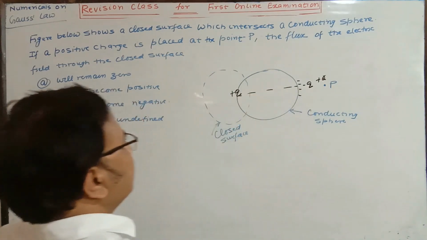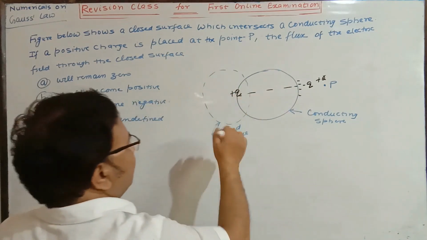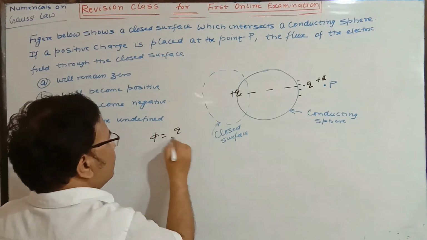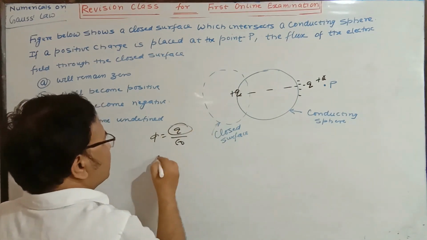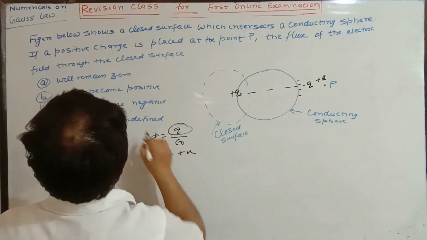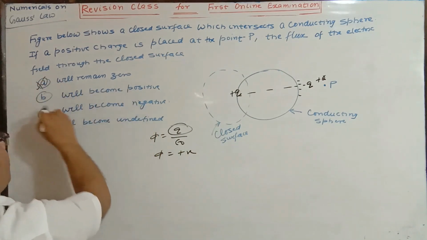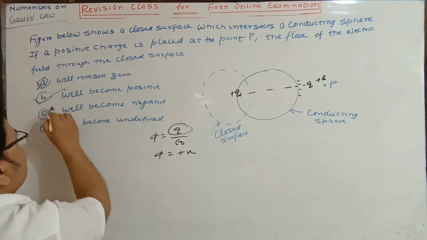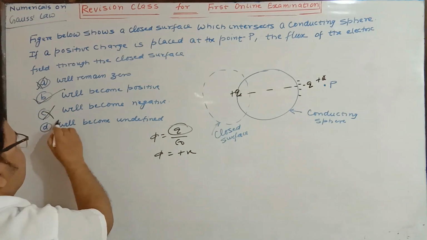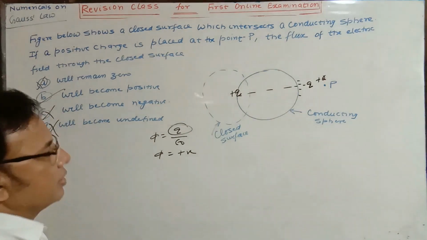So you can say this encloses positive charge, so flux phi is equal to Q by epsilon naught. If this Q is positive, flux is positive. Will the result become 0? No. Will it become positive? Yes. Will it become negative? No. Will it become undefined? No. So only one option, B, is correct.